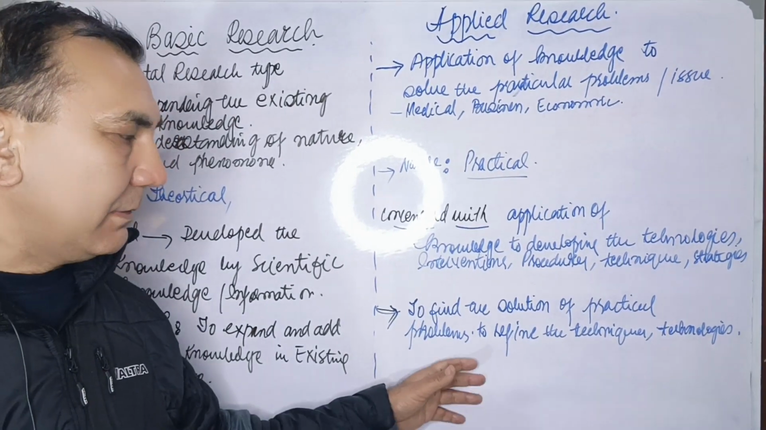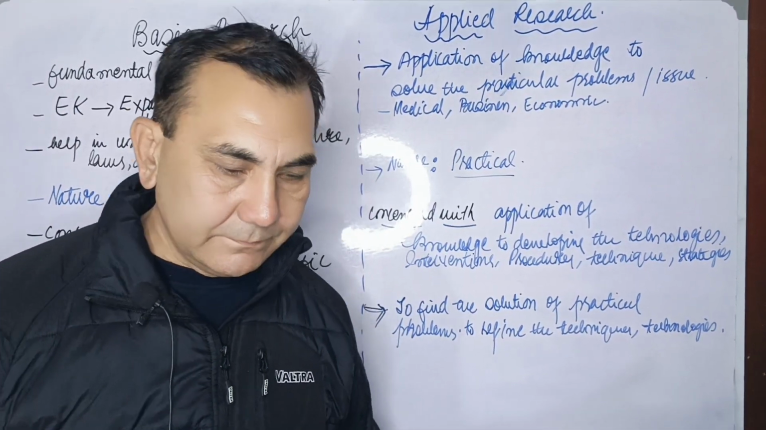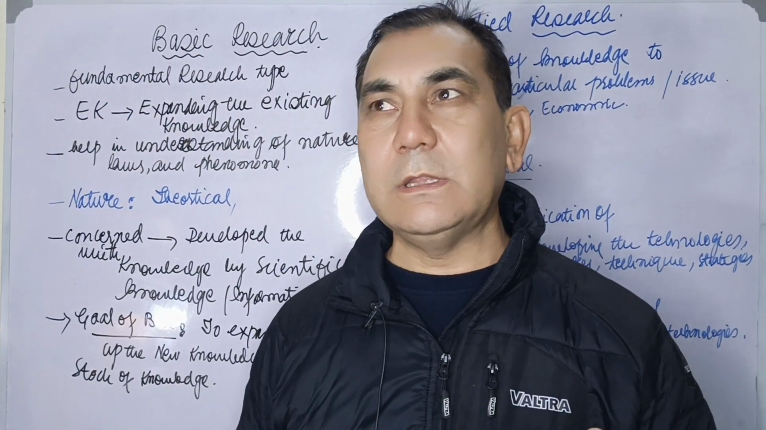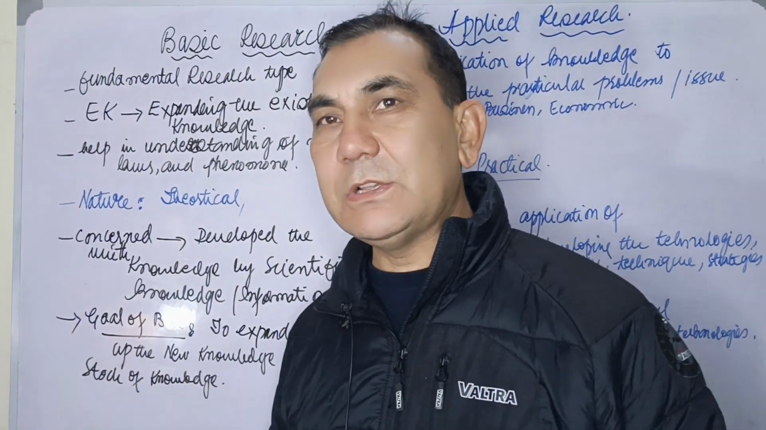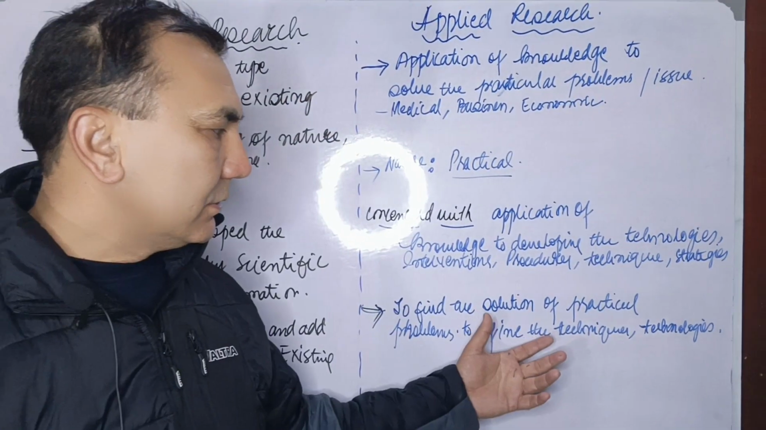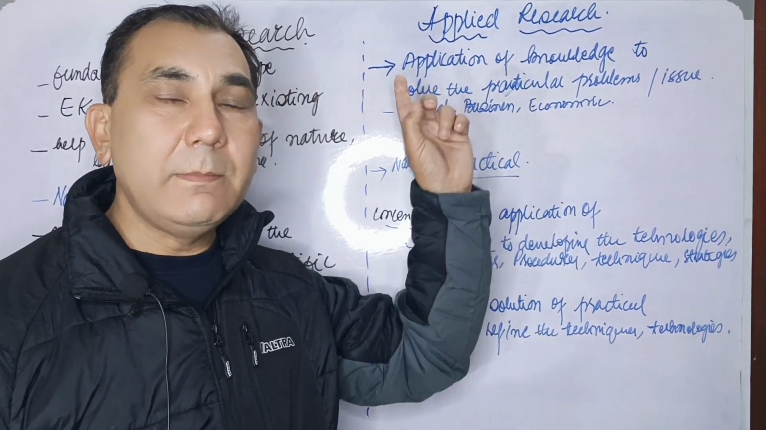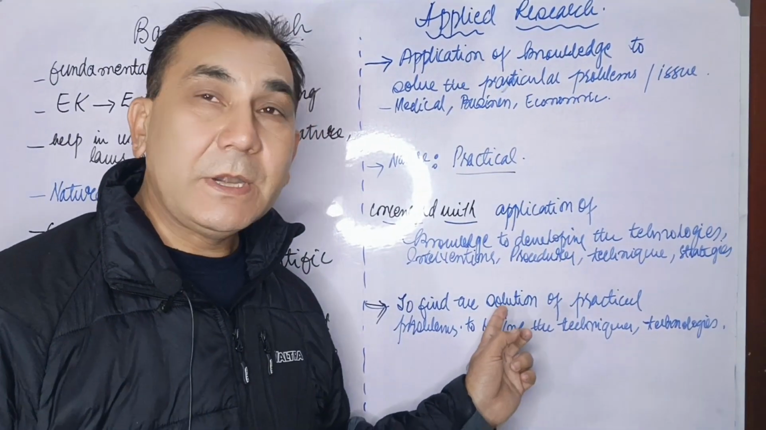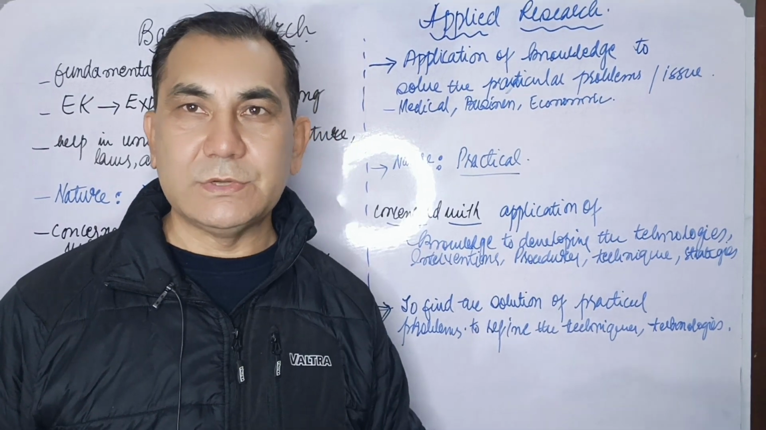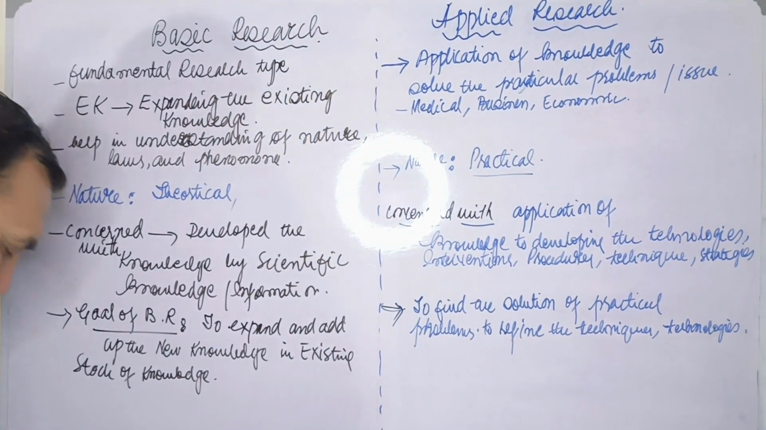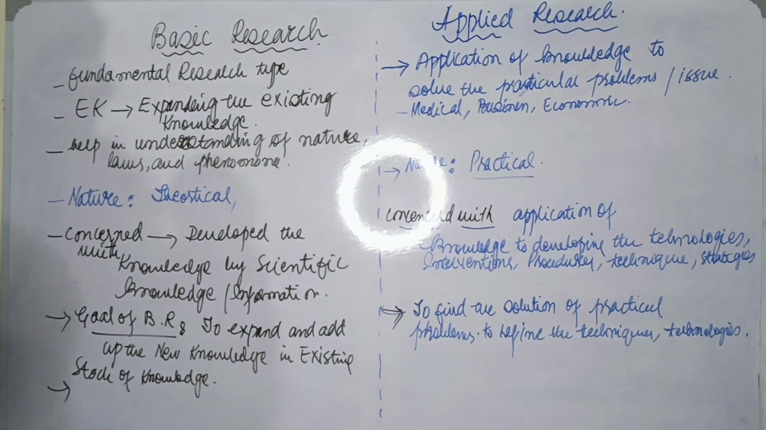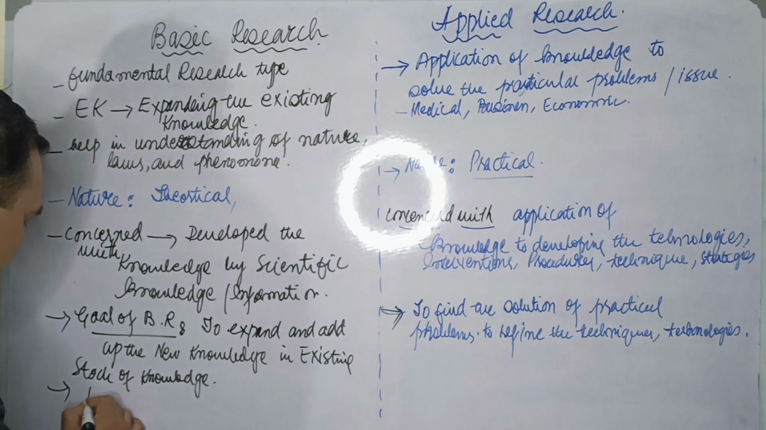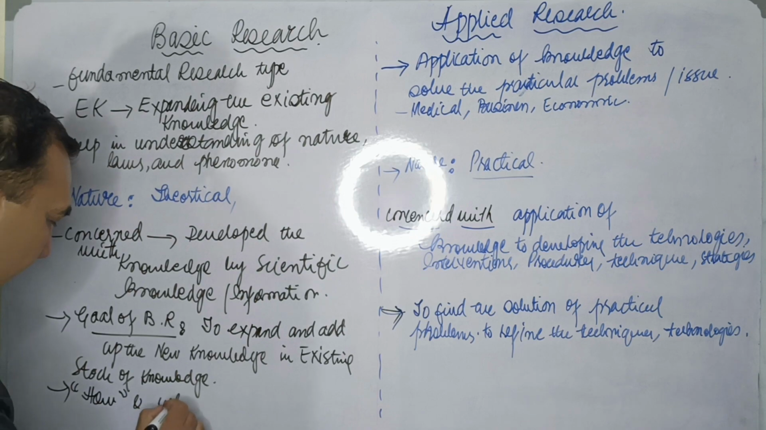Just like the example before, cholelithiasis was mostly treated with open surgeries. Nowadays it is done by laparoscopy. So this technique has been refined by the application of basic research in the practical field of surgery. Now in basic research, mostly we find the answer to two types of questions: how and why.